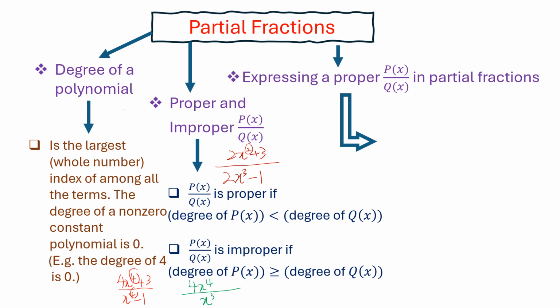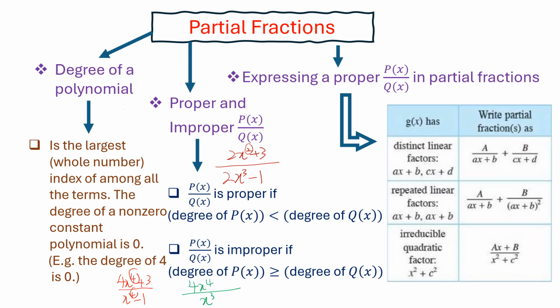Let's look at how we can write a proper polynomial fraction in partial fractions. There are 3 rules that you need to remember. If the denominator comprises linear factors, this is what you use. If your denominator comprises a repeated linear factor, this is called a repeated linear factor. A repeated linear factor means the bracket (ax plus b) to the power of 2.